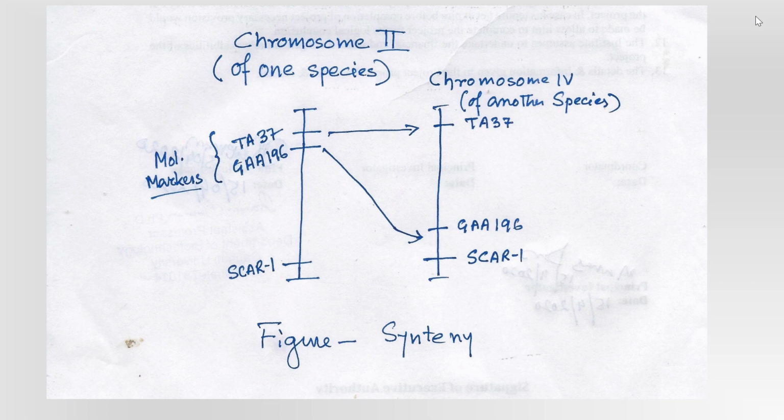And after genetic analysis and comparison, you have found that in another related species, chromosome number 4 has the same sequence of markers present, but at different resolutions. So we can say that chromosome number 4 of the other species is somehow related to chromosome number 2 of the first species through evolution. So we can say that these two have a syntenic relationship.